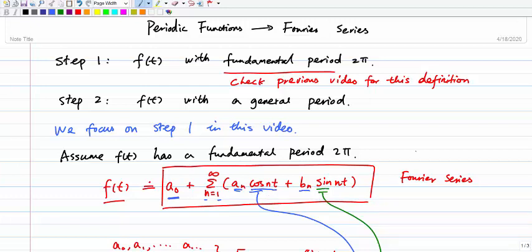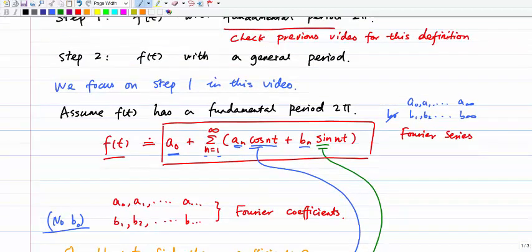So we have a0, a1 until a infinity. Basically, we have b1, b2, and so on until b infinity. We don't have b0 here. So this form is called a Fourier series. And also, as I emphasized before, we don't have a b0 over here. All those parameters, a0, a1 until a infinity, b1, b2 until b infinity, are called Fourier coefficients.